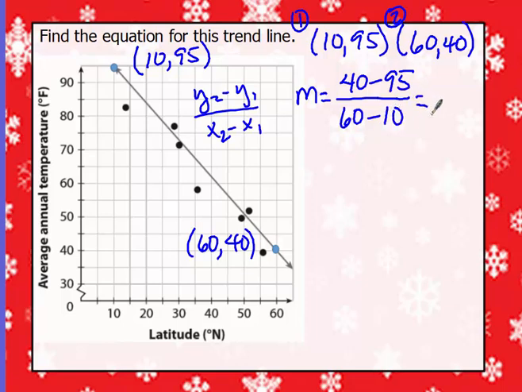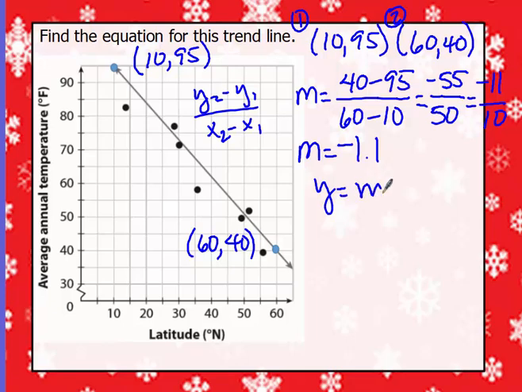And I do the math. 40 minus 95 gives me negative 55, over 60 minus 10 gives me negative 50. So that's going to give me, if I simplify that, negative 11 over 10. Okay, now to make this a little easier, we're going to then convert that into a decimal, and negative 11 over 10 will give me negative 1.1. Okay, so there's my slope. Now I write my equation.